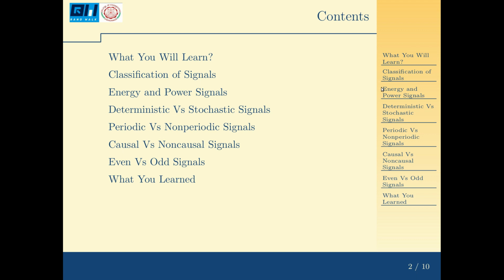So the contents of today's session are your learning outcomes, then the classification of signals. In the beginning, we have seen the broad classification of signals into discrete time and continuous time signals. Now we see further classifications like energy signals and power signals, deterministic versus stochastic or random signals, periodic versus non-periodic signals, causal versus non-causal signals, even versus odd signals, and then the summary of understanding.